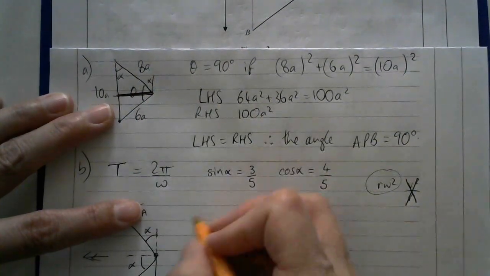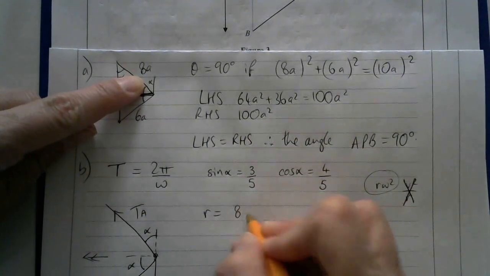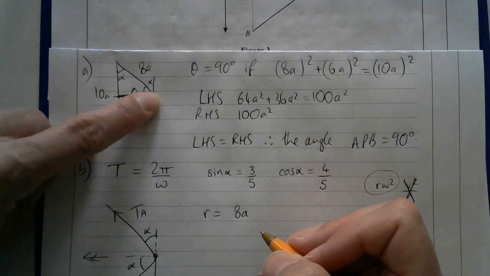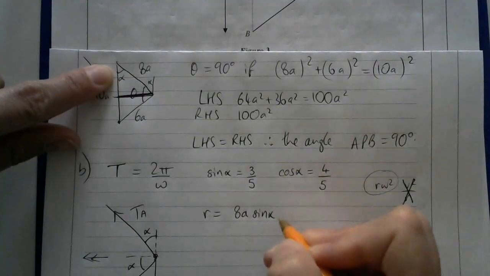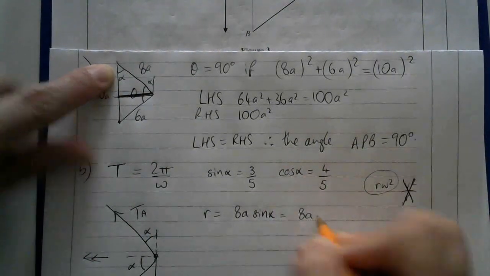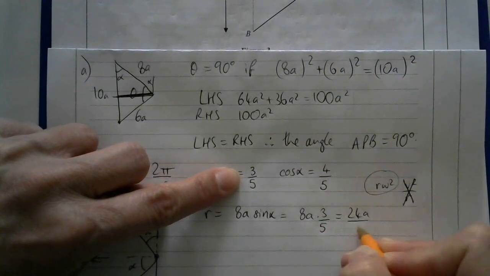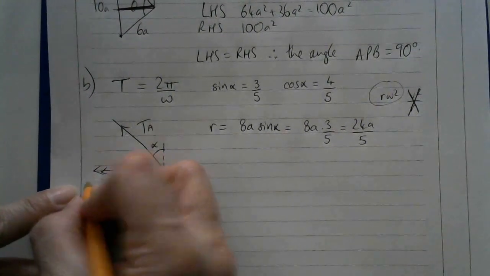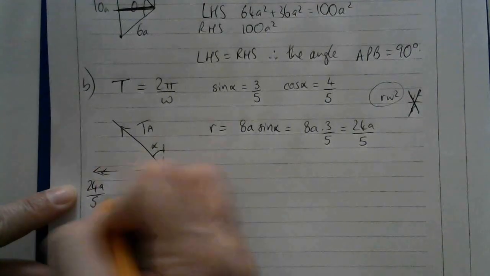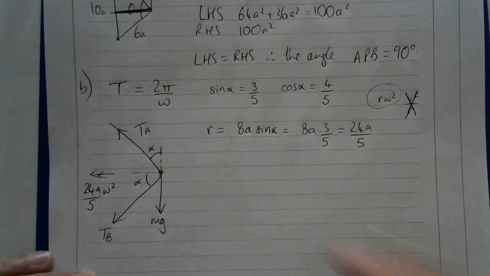So the radius of the circle will be 8a, which is the hypotenuse of this, multiplied by sine of alpha. And so I get 8a multiplied by 3/5. So I get 24a over 5 is the radius. So therefore the acceleration here will be the radius times omega squared. Okay, so now I'm ready to begin resolving.